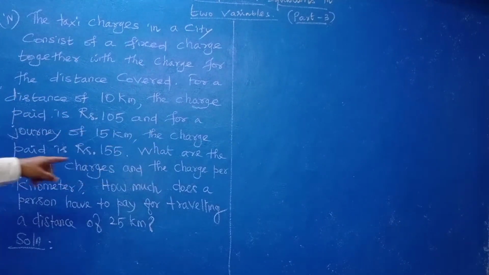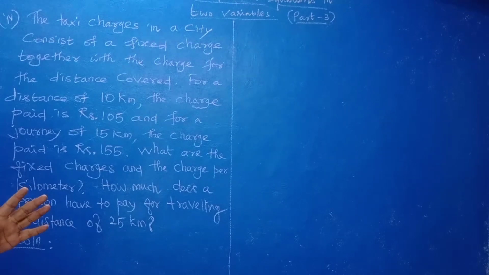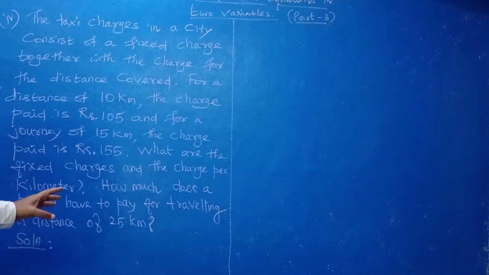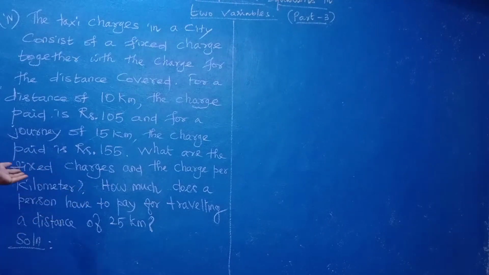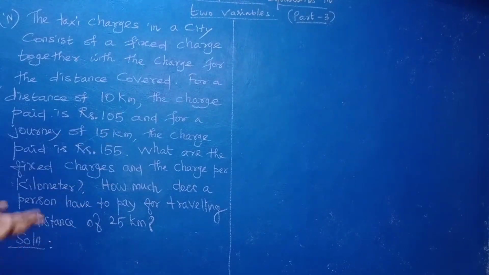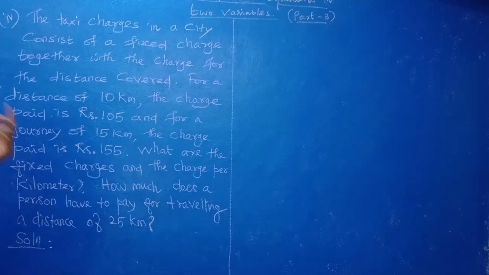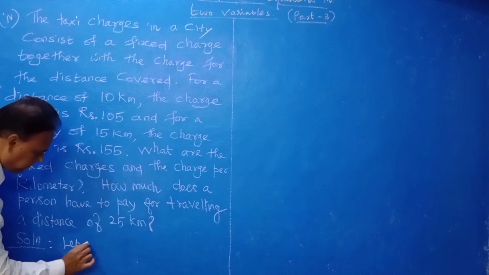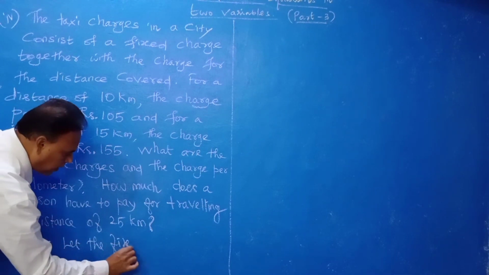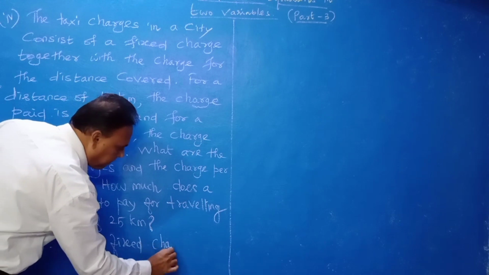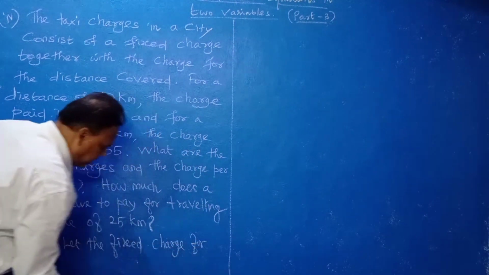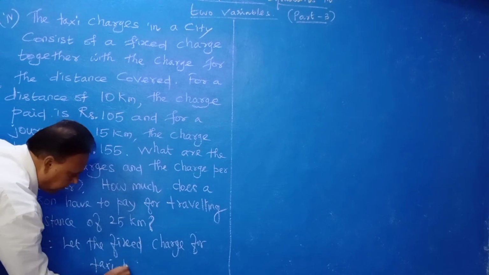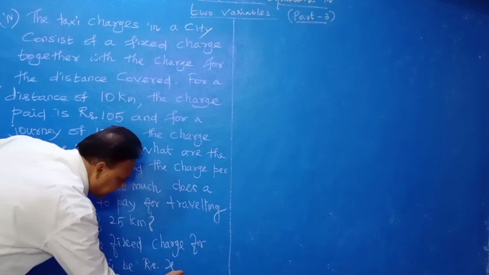Fixed charge and charge per kilometer. Clear? For that you have to assume the unknown, because you don't know how much the fixed charge and how much charge per kilometer. You don't know. So first you assume that, let the fixed charge for the taxi be rupees x. You take.